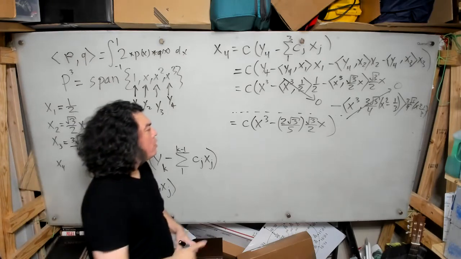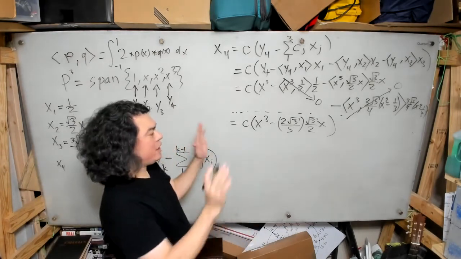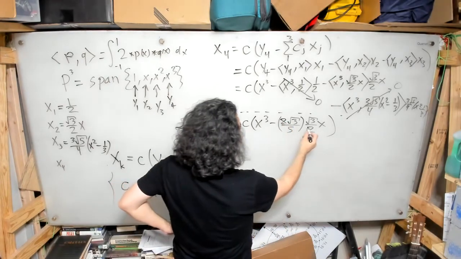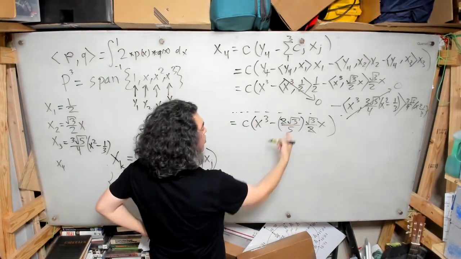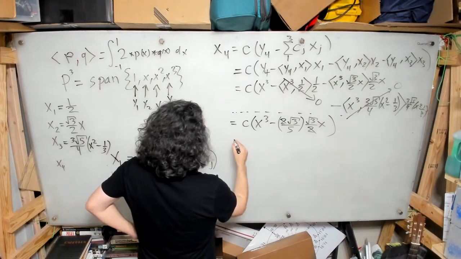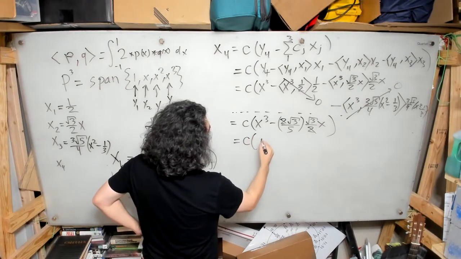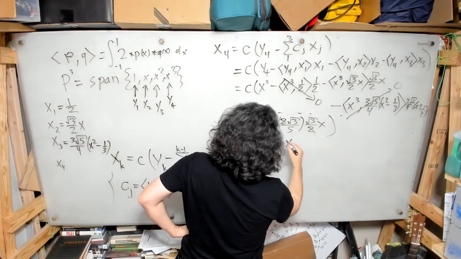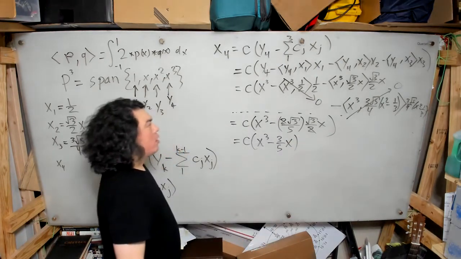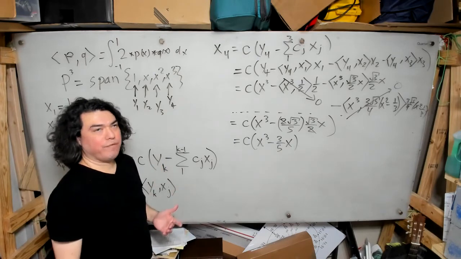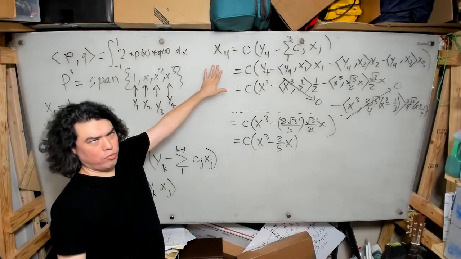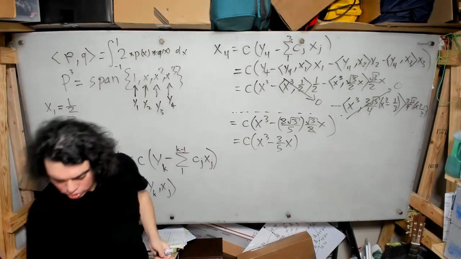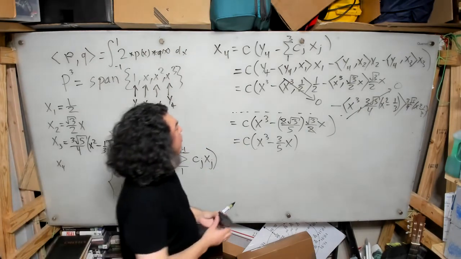Okay. So now we're here. Let's just clean it up a little bit first. So this 2 cancels with that 2. Square root of 3 times square root of 3, that becomes 3. So basically this is going to be c times x cubed minus 3 over 5 x. So now we know what the 4th orthonormal basis element is up to a constant. We know it's a multiple of x cubed minus 3/5 x.